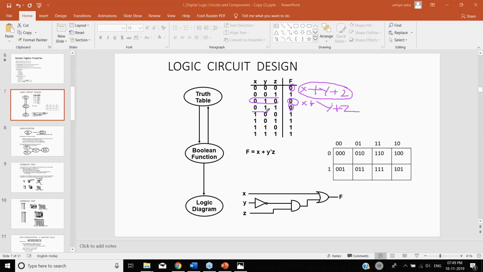X plus y bar plus z bar. So all these sums are ANDed, like x plus y plus z dot x plus y bar plus z dot x plus y bar plus z bar. This is the representation of product of sum. Let us go to the question.